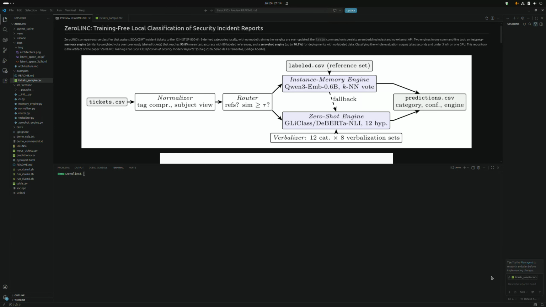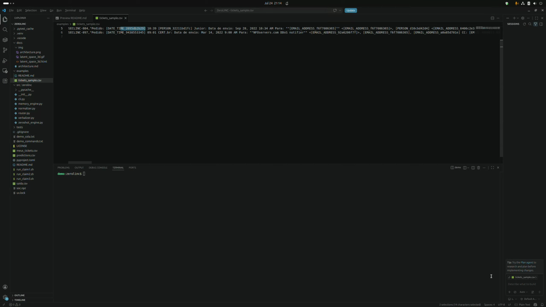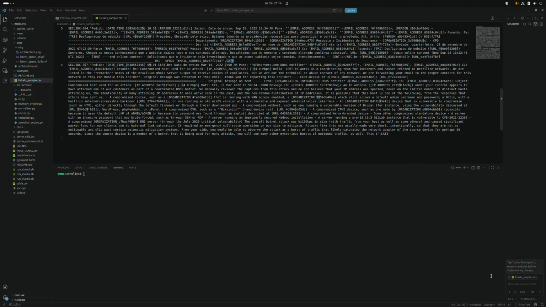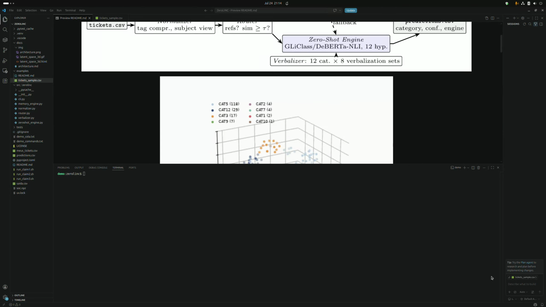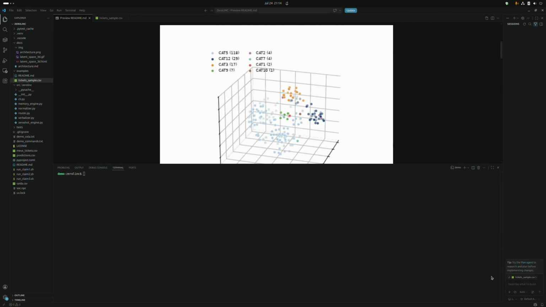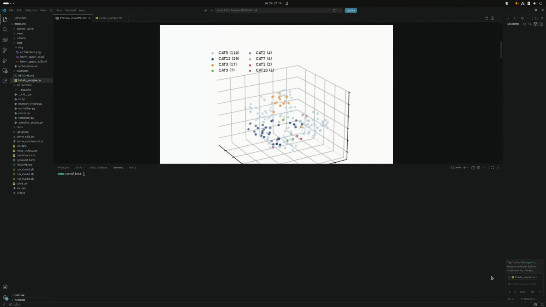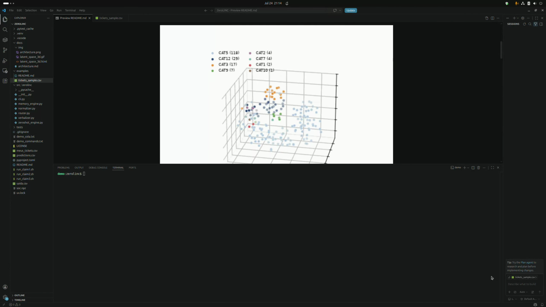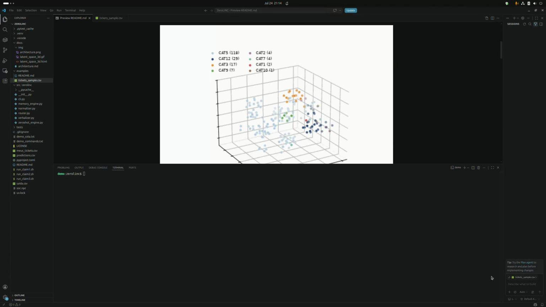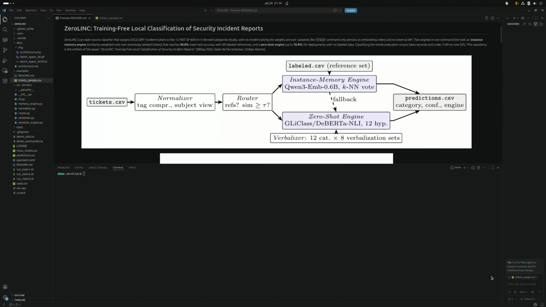The router checks whether there is a reference set, like this one that is already classified. You can use it as a reference set to put in this embedding space, so that the next incidents can use these clusters to classify themselves.